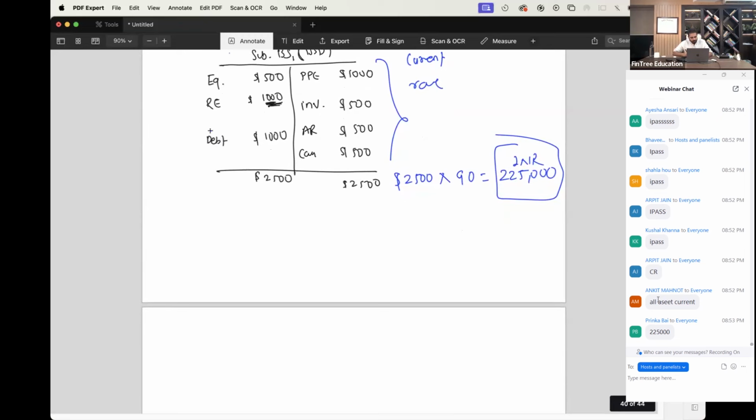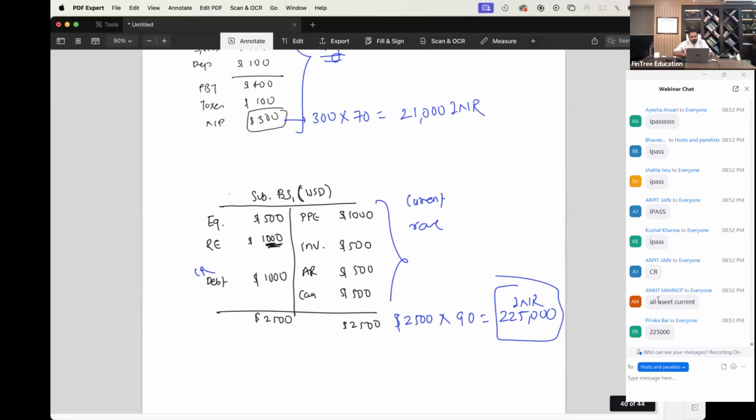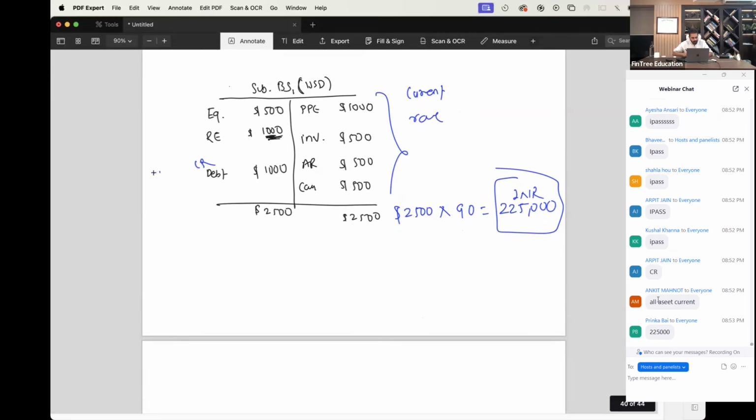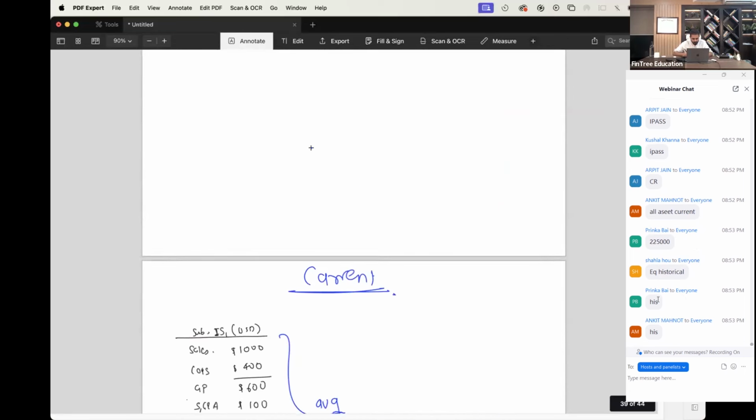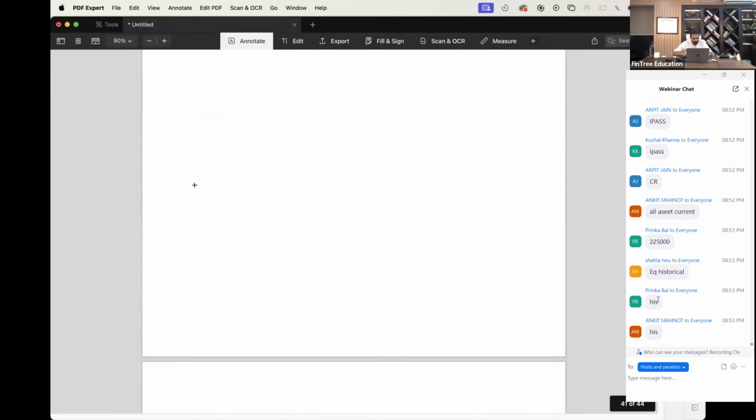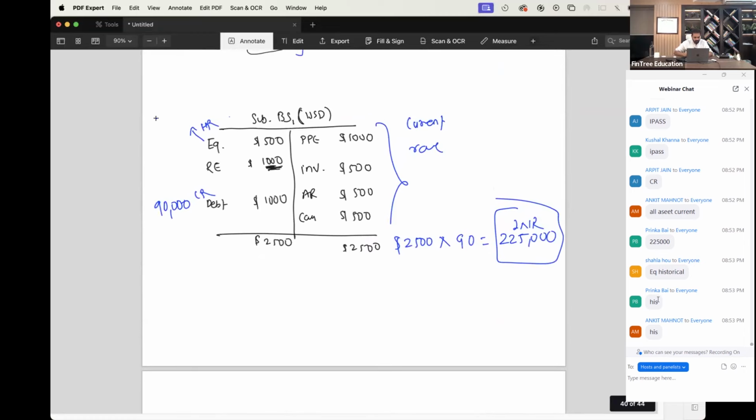On the debt side, what rate? Current rate. So this will be 1000 into 90, which becomes 90,000 INR. Equity at what rate? Historical rate. So 500 into 50, that's 25,000.